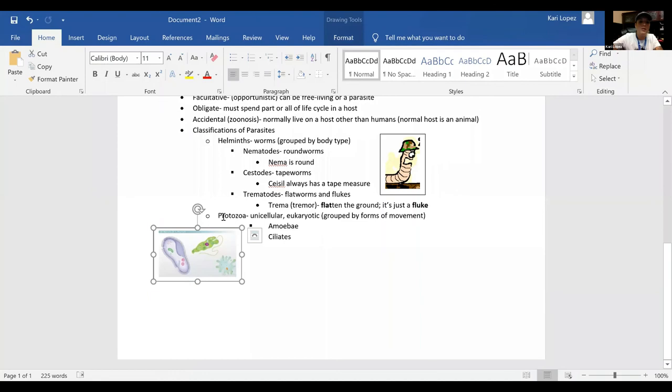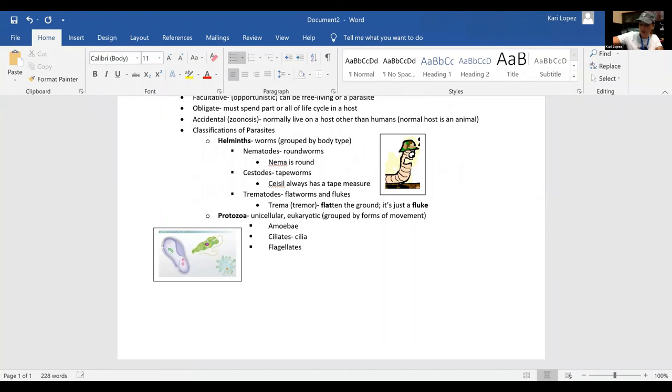Okay, so we've got our helminths, which is our worms. Now we've got protozoa. And so your protozoa are grouped on how they move. So some of them have ciliates, some have flagellates, and then some are considered to not have organelles for movement. So you've got amoeba, which have little pseudopodia to move. And then you've got your ciliates that have cilia. You've got flagellates that, guess what they use? If ciliates have cilia, what do flagellates have?